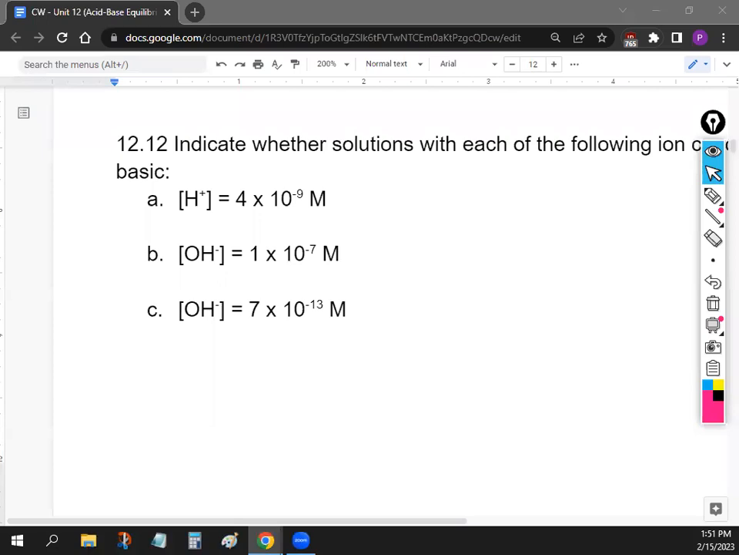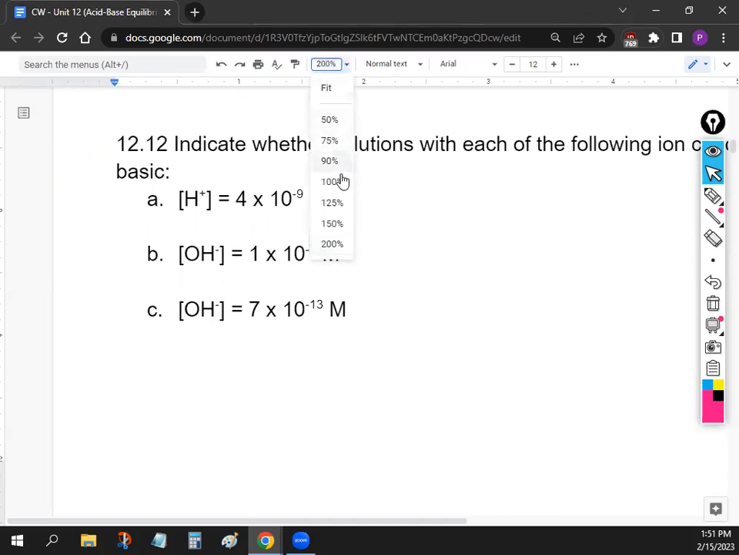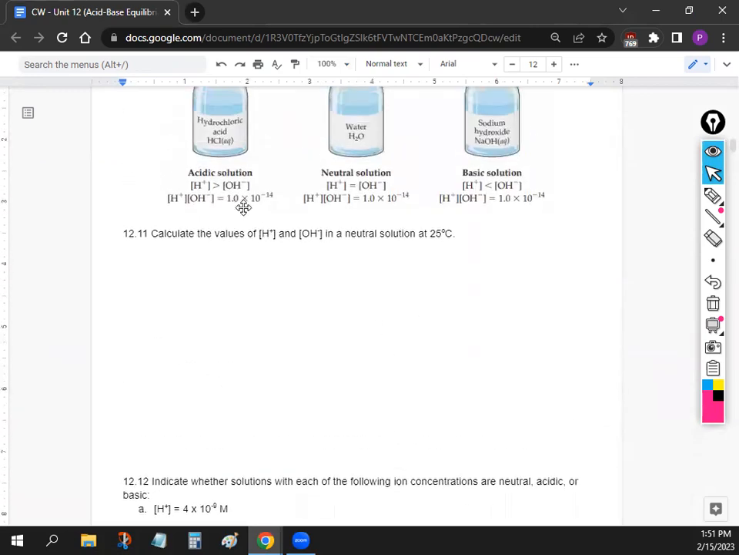Okay, so if we take a look at part A, you're going to notice that it's 4 times 10 to the negative 9. If we take a look back at the other picture, we're just going to see where H plus will land on these solutions. So it's 4 times 10 to the negative 9. What we can do is compare it to the neutral solution. We know that in the neutral solution, both H plus and OH minus are 1 times 10 to the negative 7, right? So is 4 times 10 to the negative 9 greater than or less than this number? Less. Yeah, it's going to be less than.